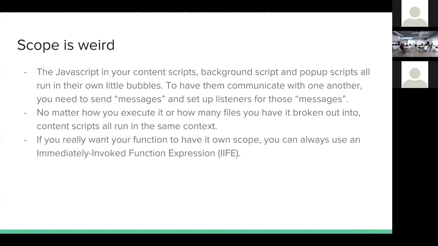No matter how you execute it or how many files you have your content scripts broken out into, they all run in the same context. Separating them into different files is really just something that you're doing because you feel like it. For example, if you declare a constant that has the same name in two different files that are both content scripts, it's going to blow up at you. If you really need your own scope, you can always wrap it in a self-invoking function.